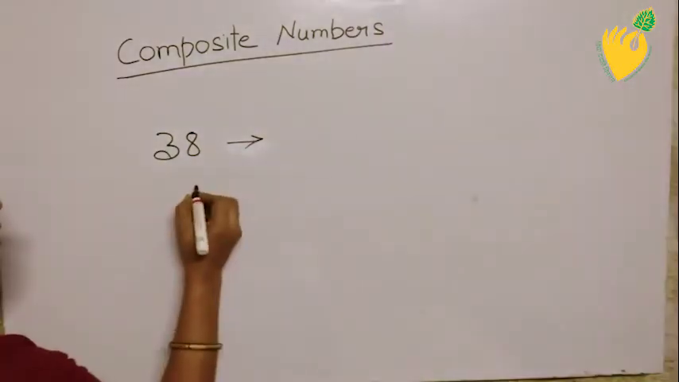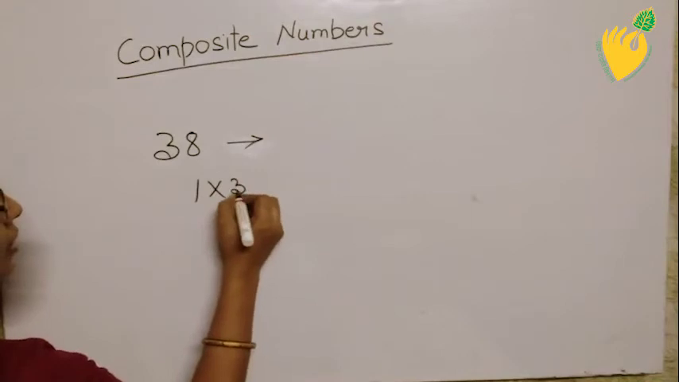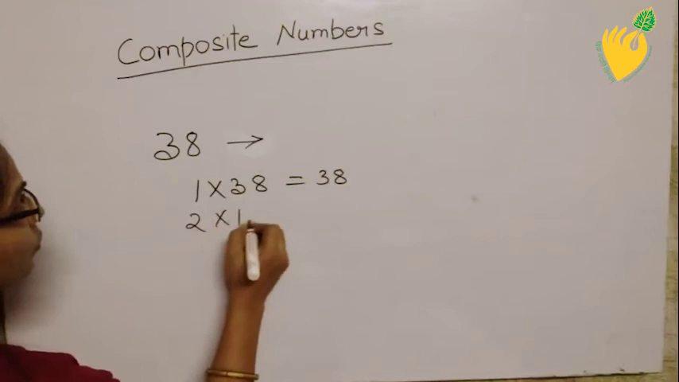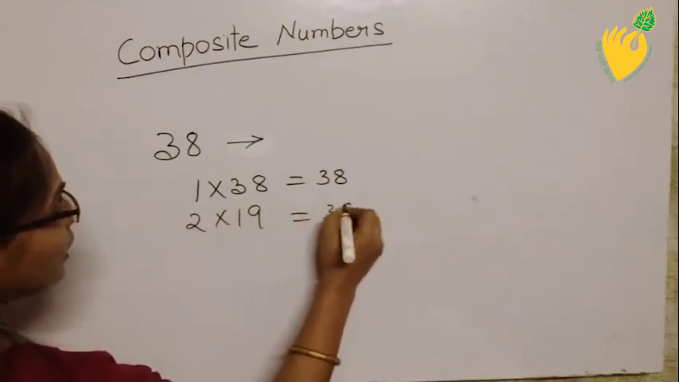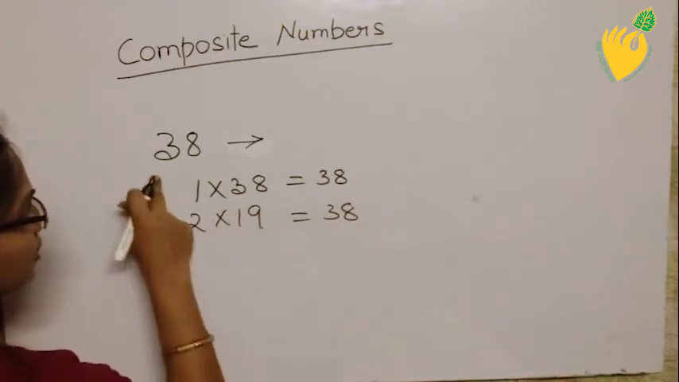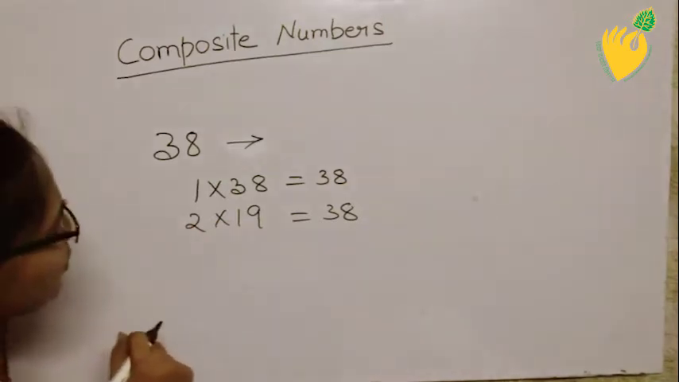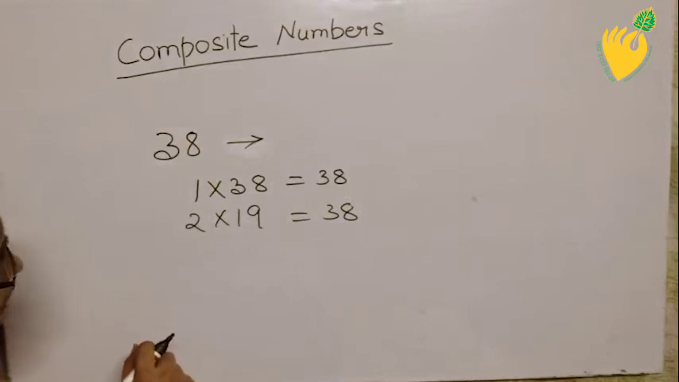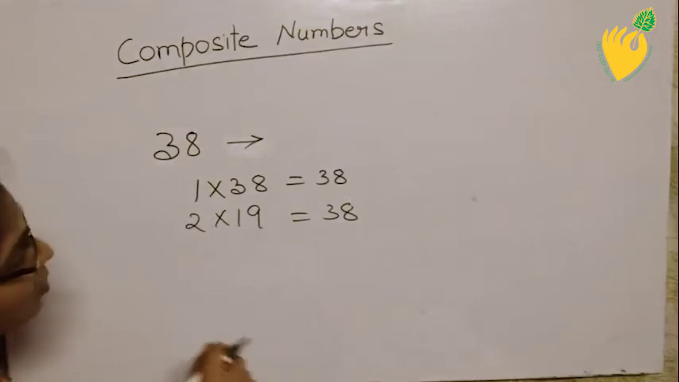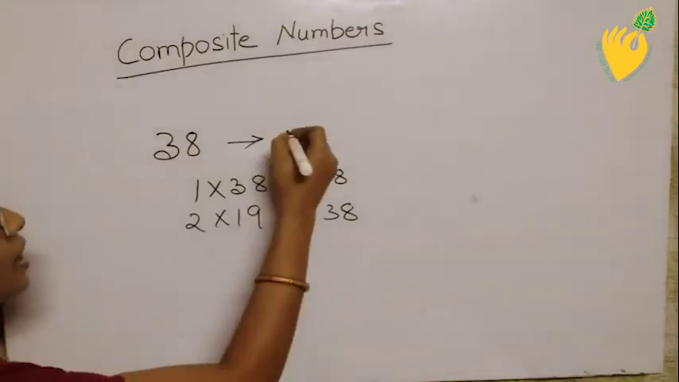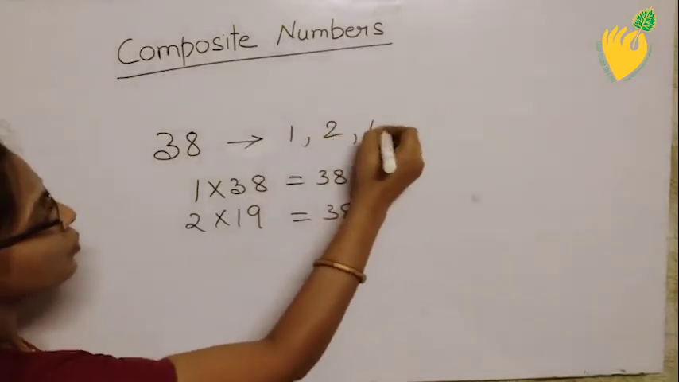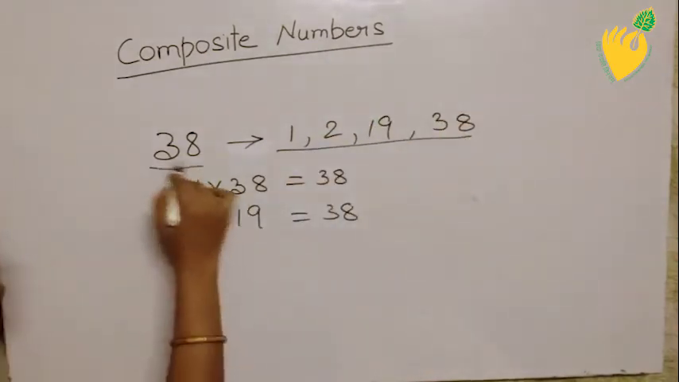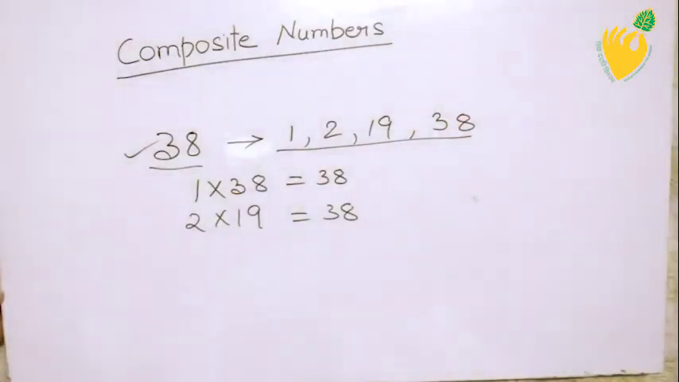I have told you how to find the factors. 1 into 38 is 38. 2 into 19 is 38. It is not divisible by 3. Is it divisible by 4? No. By 5? No. 6, 7, 8, 9, 10. Now it is not divisible by any of the numbers. So the factors of 38 are 1, 2, 19 and 38. It has 4 factors. So 38 is a composite number.